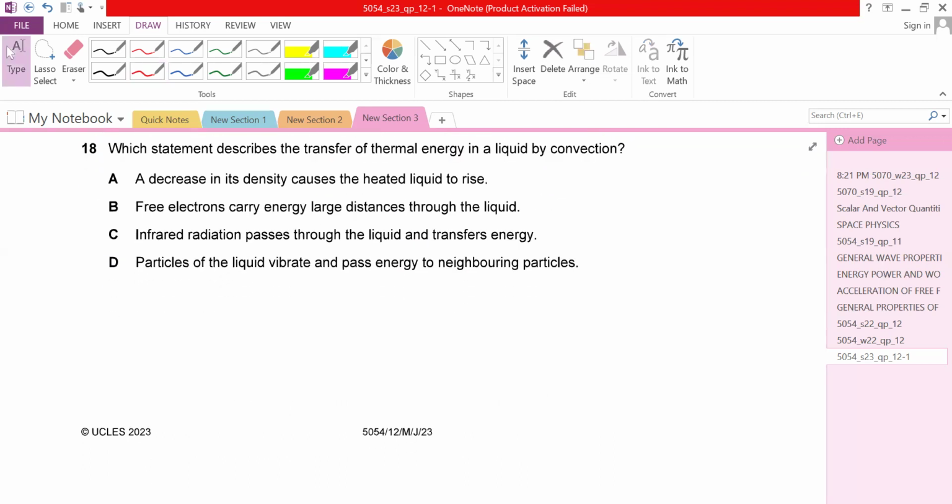Question number 18: which statement describes the transfer of thermal energy in a liquid by convection? As we all know, in convection the heated liquid rises. Let's read out the options. The decrease in its density causes the heated liquid to rise. Yes, option A is correct for question number 18.